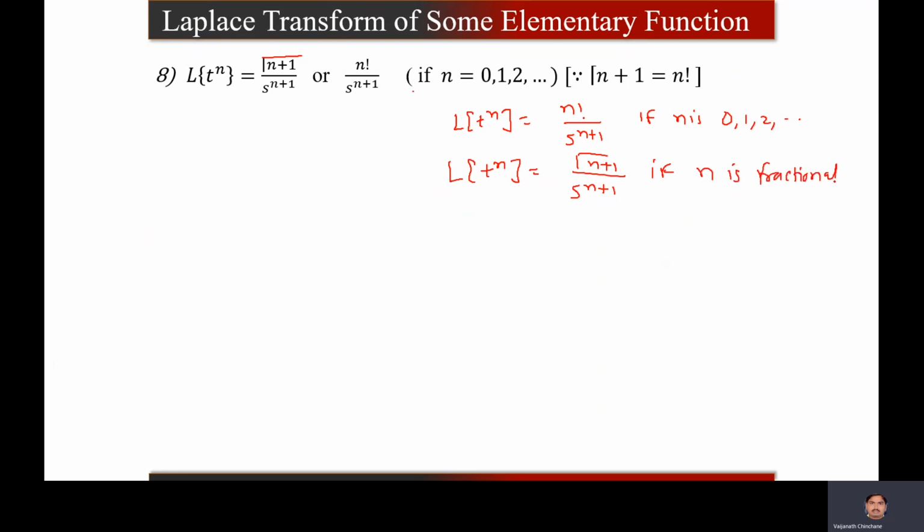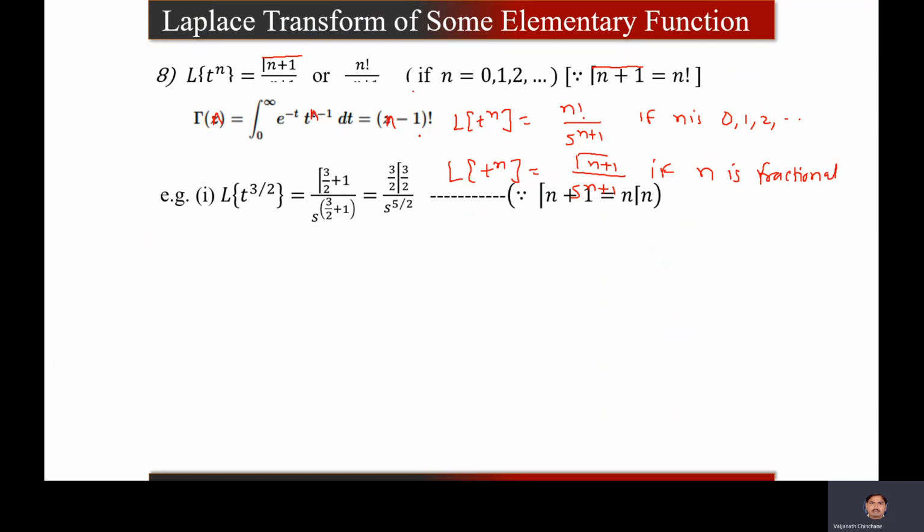What do you mean by fractional? Half, 3 by 2, 5 by 2, right? And where this gamma of n plus 1 is equal to, this is the formula, n factorial, right? So gamma of z or n equal to what? Gamma of n equal to integral from 0 to infinity e raised to minus t, t raised to n minus 1 dt. That is equal to gamma of n minus 1 factorial. So, this is the formula.